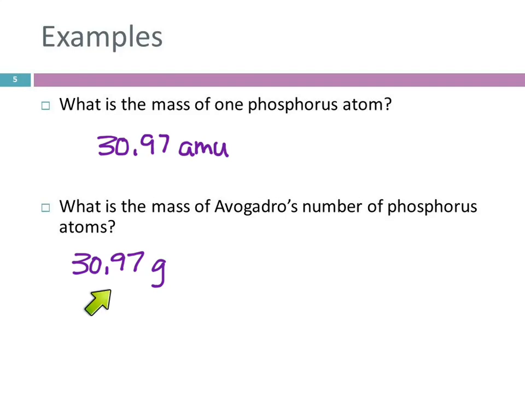The number is the same, the unit is different. So one atom is that number in atomic mass units. This is the atomic mass off the periodic table. And this works for all of them. So, nitrogen, 14.01 is the number under nitrogen on the periodic table. That means one atom weighs 14.01 atomic mass units. Avogadro's number of them, 14.01 grams. That's why Avogadro's number is convenient.